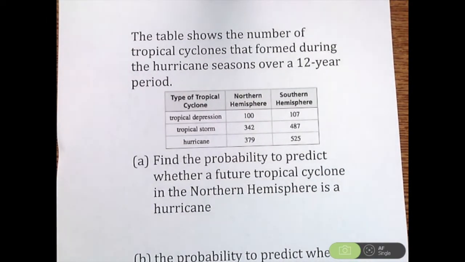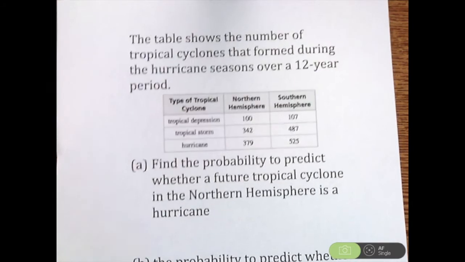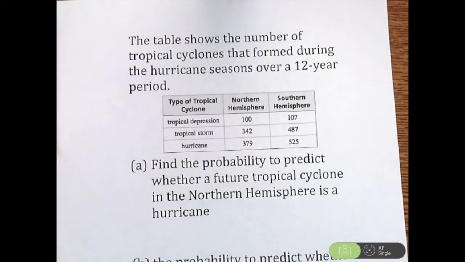So the table shows the number of tropical cyclones that form during the hurricane seasons over a 12-year period. We have to find the probability to predict whether a future tropical cyclone in the northern hemisphere is a hurricane.